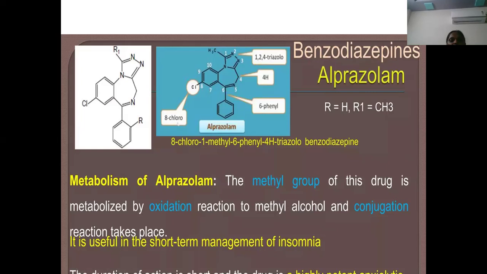So what is the IUPAC name for this? 8-chloro-1-methyl-6-phenyl-4H-triazolo benzodiazepine. Triazolo means, as you already know, we have 3 nitrogens present in the structure. So next, coming to the metabolism. What is the metabolism of alprazolam? The methyl group of this drug is metabolized by an oxidation reaction to methyl alcohol and a conjugation reaction takes place. Next, it is useful in the short-term management of insomnia, which is due to lack of sleep. So that is the meaning of insomnia.